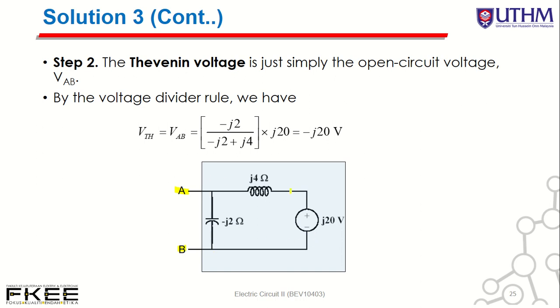We have a voltage source here connected to JXL and -JXC. And then how to determine VAB? VAB equals the voltage across here by using voltage divider. This is the application of voltage divider: minus JXC divided by JXC plus JXL, times the voltage input. Okay, you got the VTH.